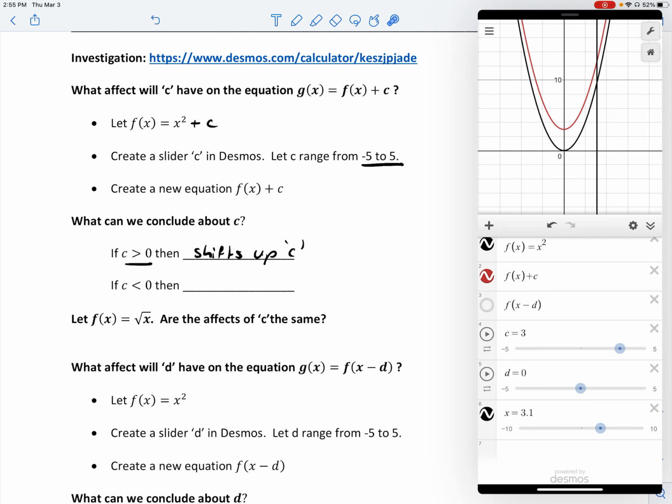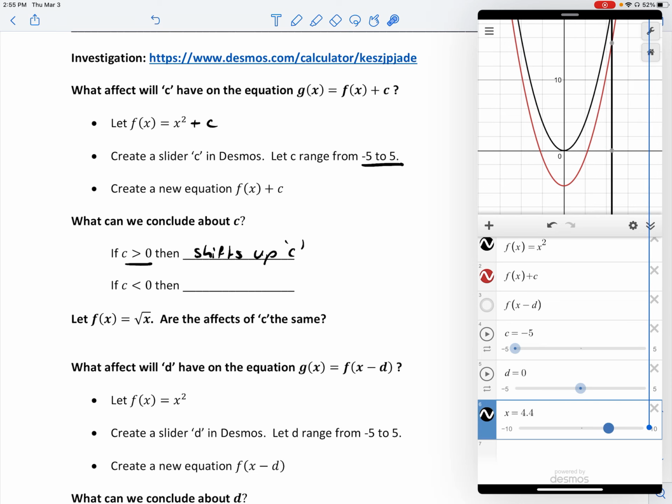Okay, let's explore with a negative value for c. Let's move this down, -5. We can see we do have that nice distance of 5 units, and as I move that through, you can see the 2 points are always 5 units apart.